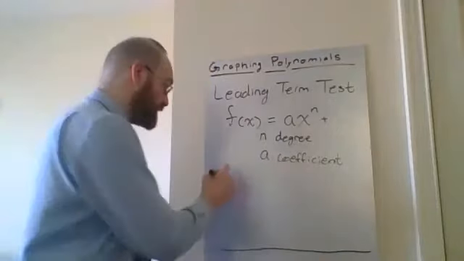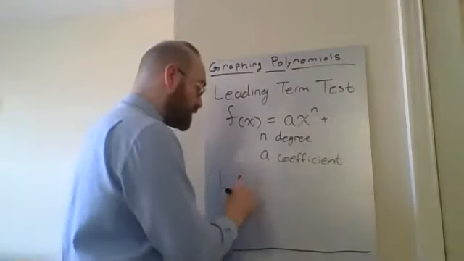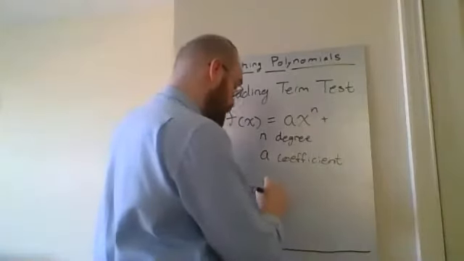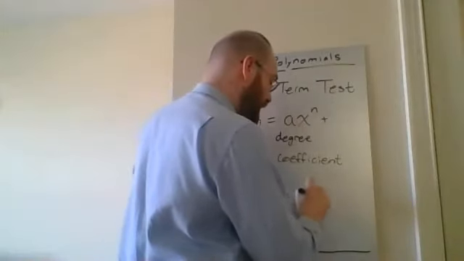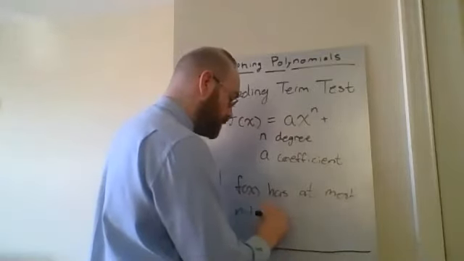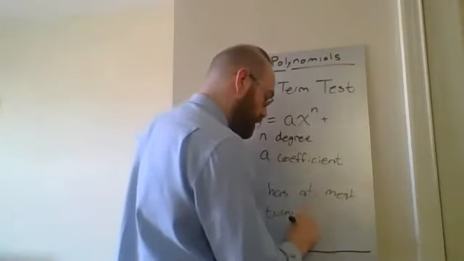So the first one says that f of x, rather the graph of f of x, has at most n minus 1 turning points.